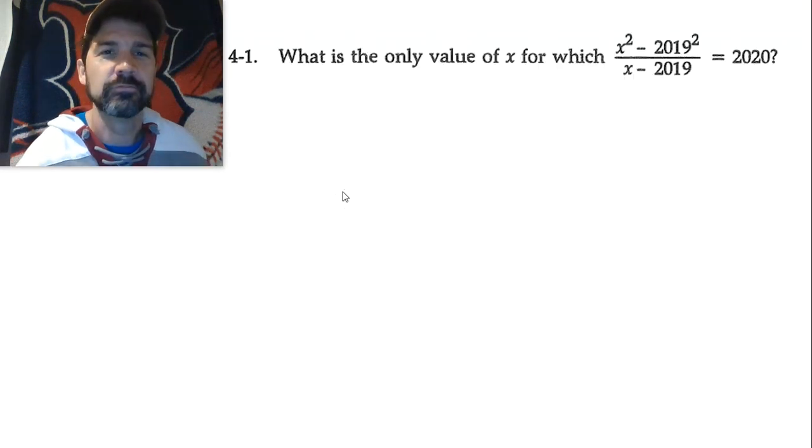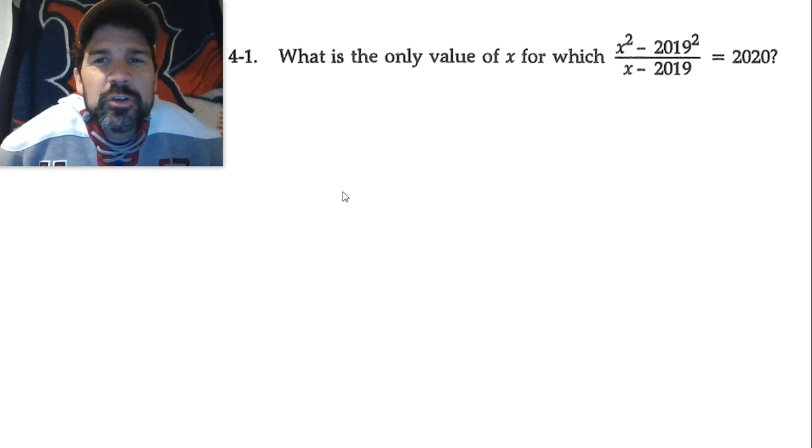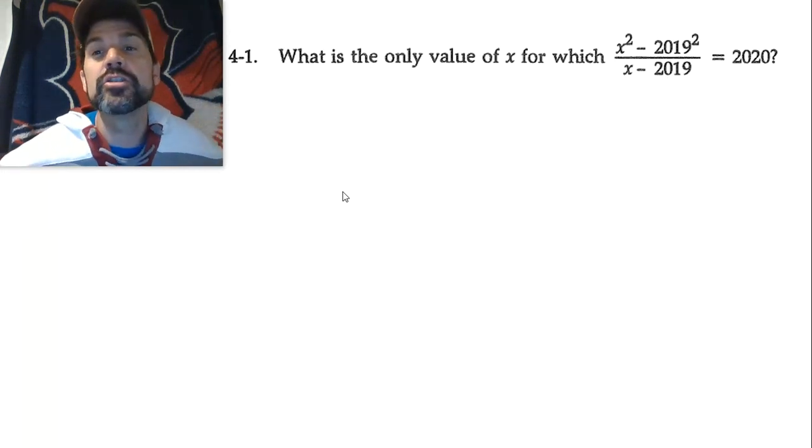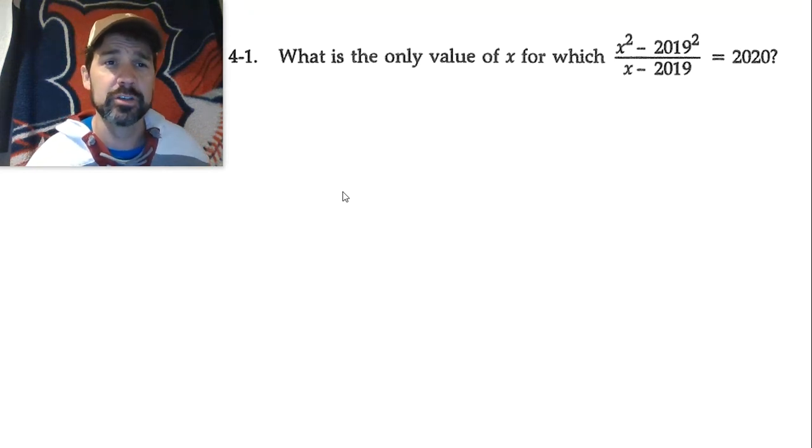Number 4. Let's do the first one. What is the only value of x for which (x squared minus 2019 squared) over (x minus 2019) equals 2020?